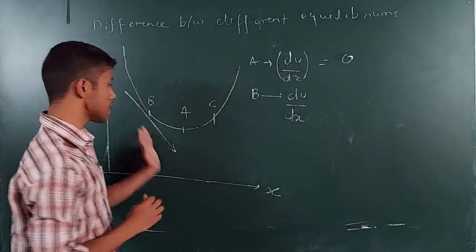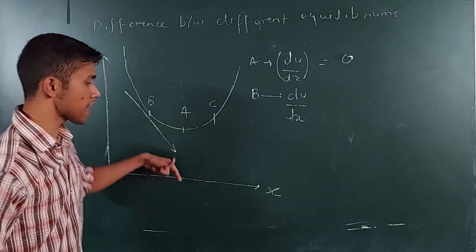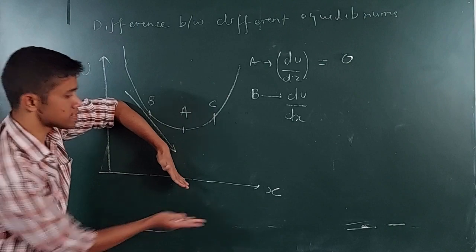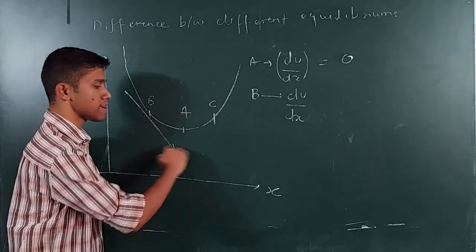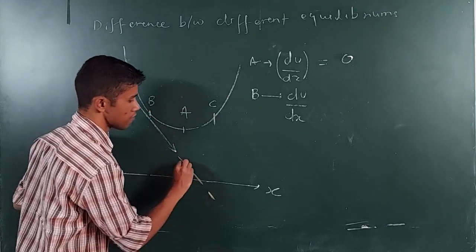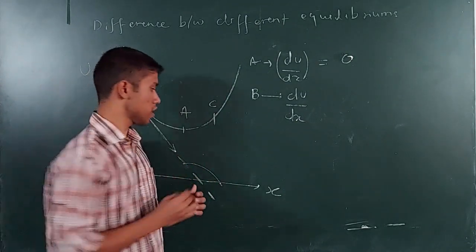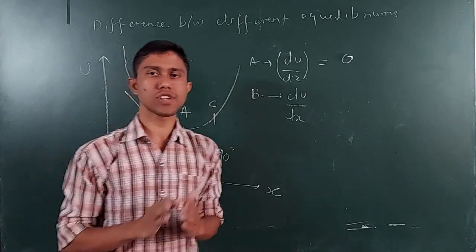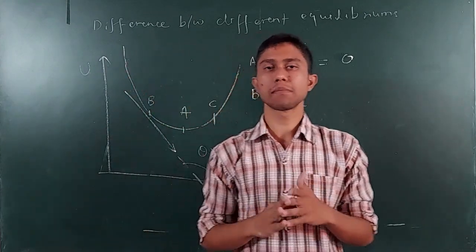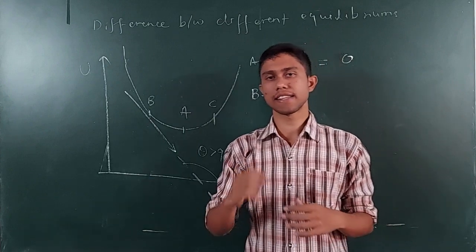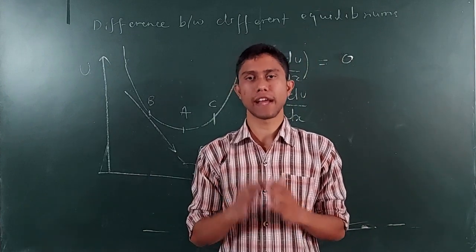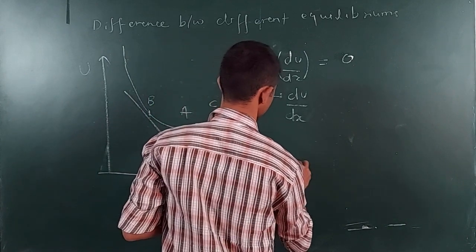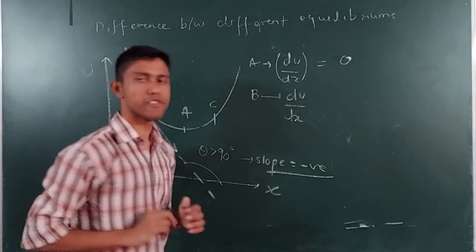Here you can see that this line is making an obtuse angle with x. This is the tangent line and this is the x-axis. So here theta is greater than 90 degrees. And for such an angle, the slope, which is nothing but tan theta, for angles greater than 90 degrees or obtuse angles, is negative. So here the slope is negative. Have you understood this point?